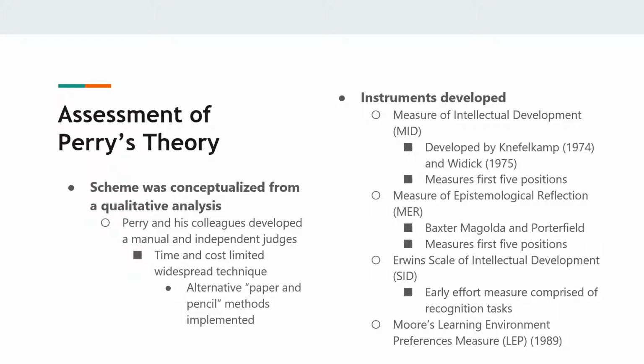Examples of ways instruments have been used: the MID was used to assess the influence on cognitive development of a program to enhance the professional identity of medical students, and the SID was used to assess the effectiveness of a semester-long career planning course for vocationally undecided students.